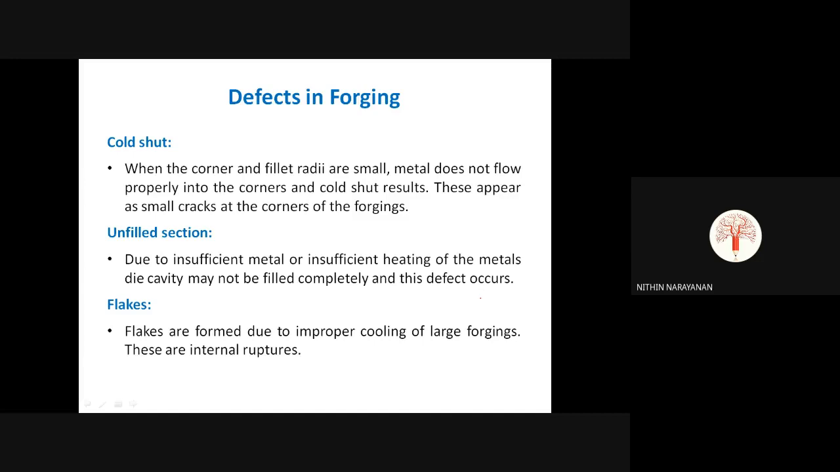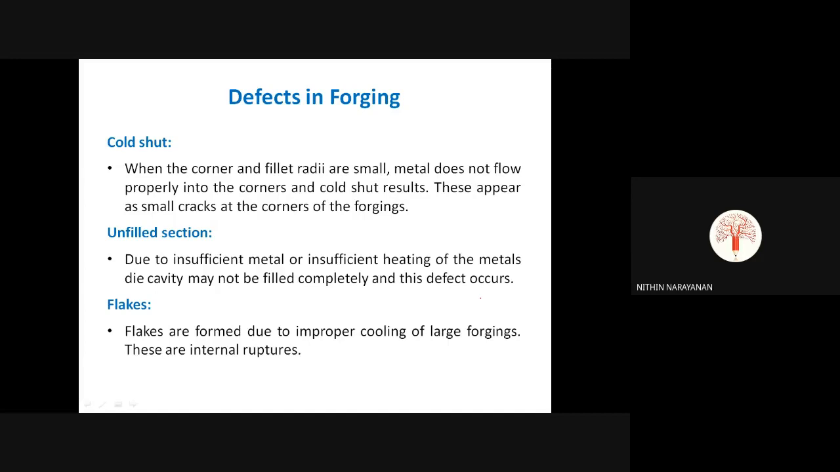For example, if you are making a rectangular final product, we will use specialized dies for that. After that, we will apply this die on the billet, and we will force the material to flow into all the nooks and corners of this die. What is happening is, if the metal does not flow properly into the corners, this type of defect will happen. The corner will be missing. Such a defect is called cold shut.